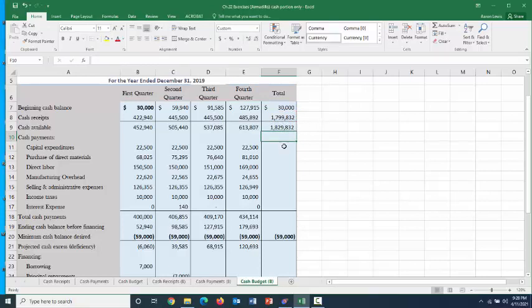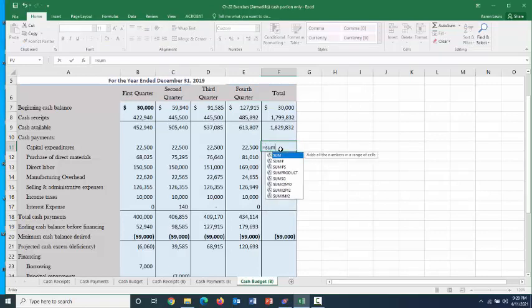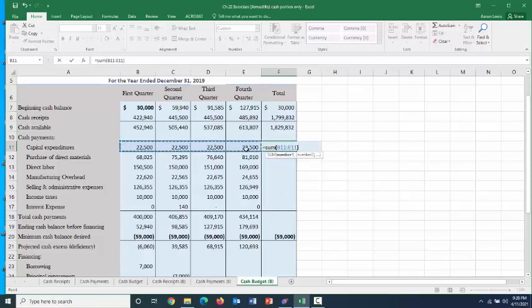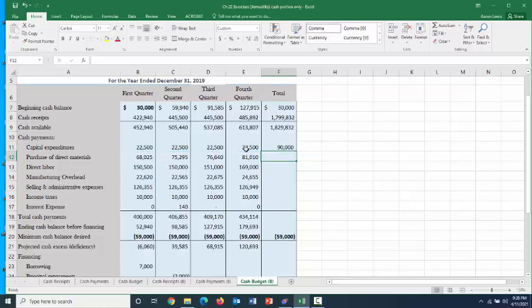$1,829,832. Their total cash payments for the year is just equal to how much they're going to pay during the first, second, third, and fourth quarter respectively for each of the different things they have to pay for. If they are paying $22,500 each quarter for capital expenditures, well, if you add that all up, the sum of those four numbers in the capital expenditures row is going to total up to $90,000.